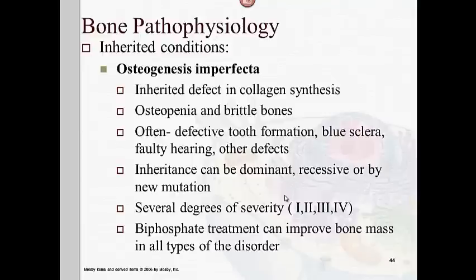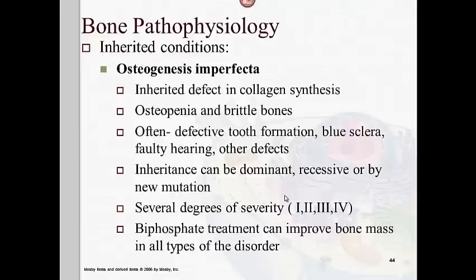Type 3, of course, is more severe. If they're able to survive, they have short stature, spinal curvature, and multiple recurrent fractures. They also have macrocephaly and triangular facies. Pectoral deformities are also present.